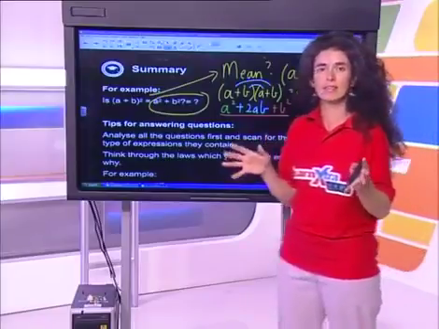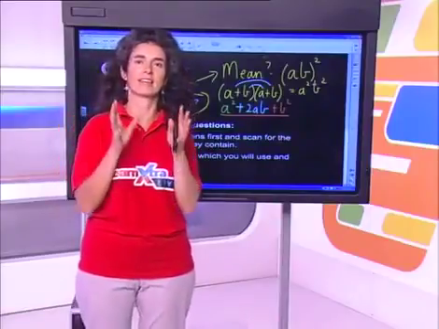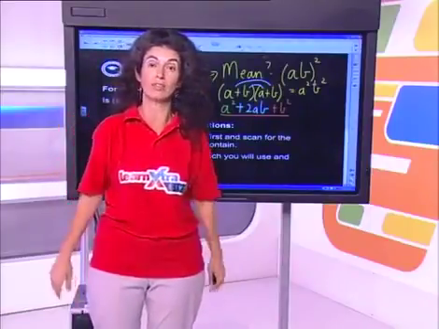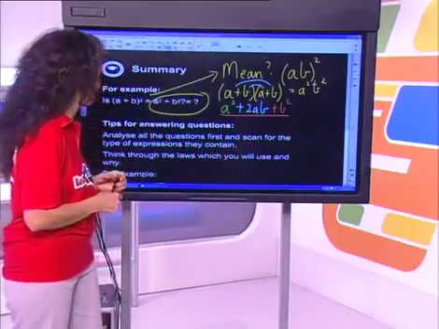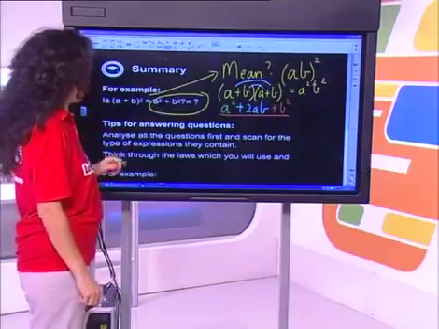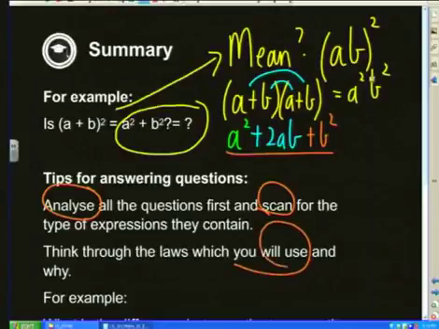So my biggest issue around working with exponents is that you must analyze and scan the question before launching yourself into it, and ask yourself, do I have a sum, do I have a product? Because the rules are very different in each case. So tips for answering the questions: I need to analyze all the questions first, and I need to scan. This process of analyzing will prevent you from doing silly mistakes for the type of expressions they contain. Think through which laws you would use and why. Which am I going to use and why am I going to use them?